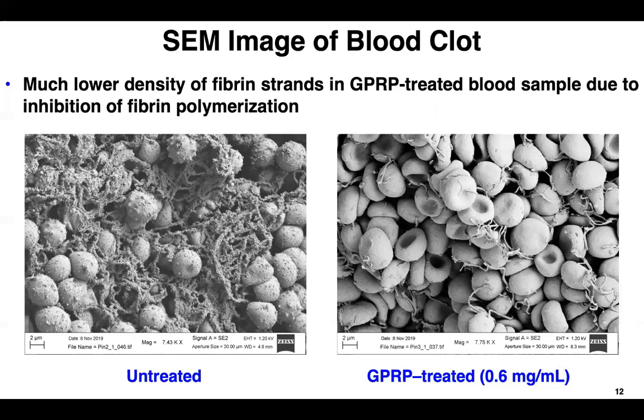Finally, SEM imaging was performed to ascertain the GPRP effects on fibrin polymerization during the clot formation process. These are SEM images of blood clots for untreated and GPRP-treated whole blood samples with a final concentration of 0.6 milligram per milliliter that were tested with the ClotChip. As expected, the SEM images revealed a much lower density of fibrin strands in the GPRP-treated sample due to fibrin polymerization inhibition.